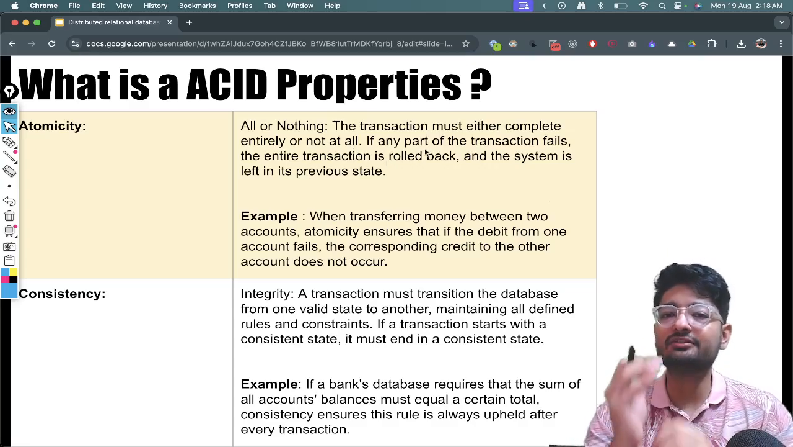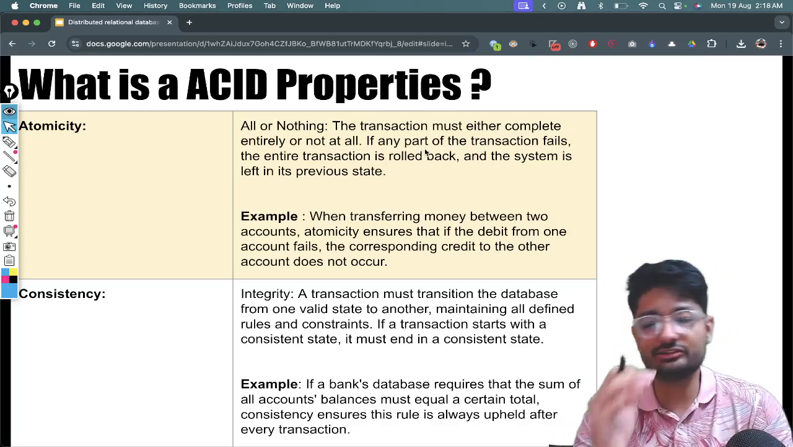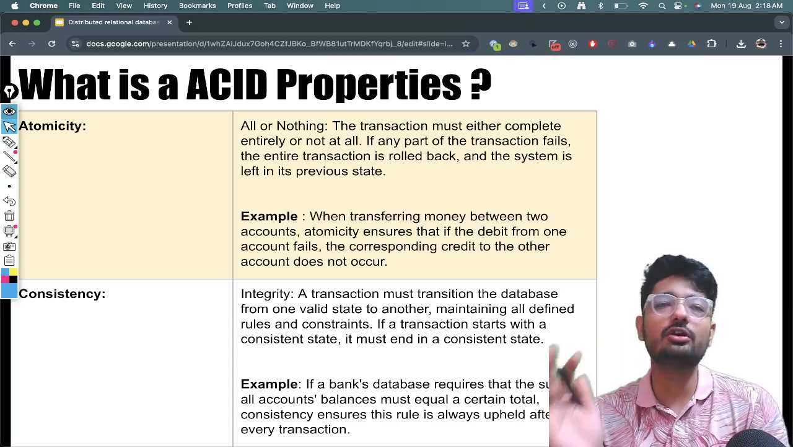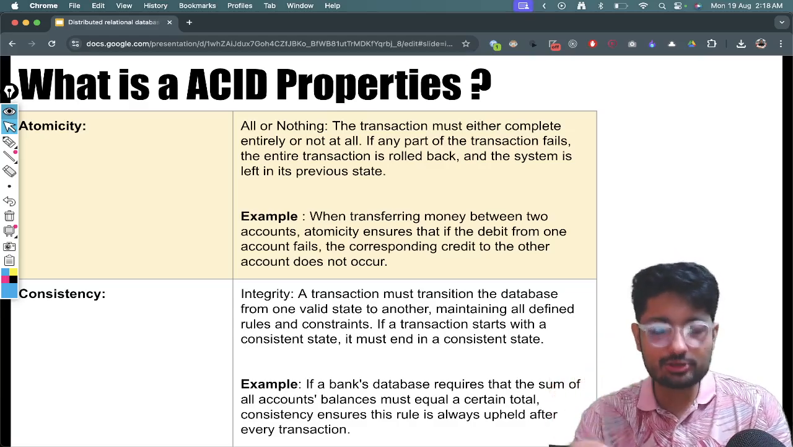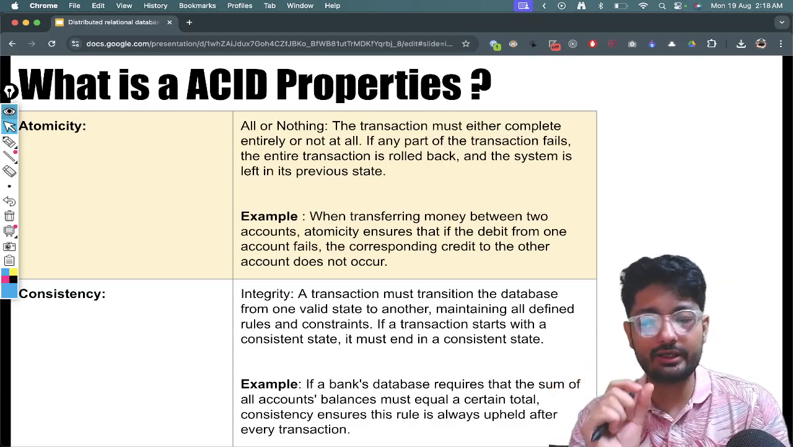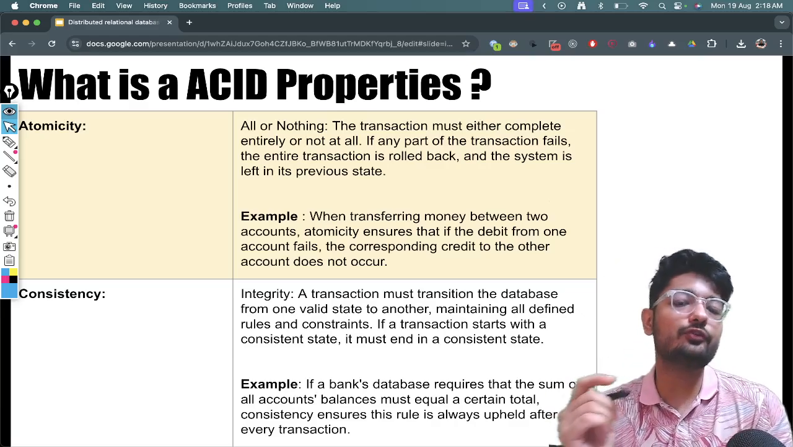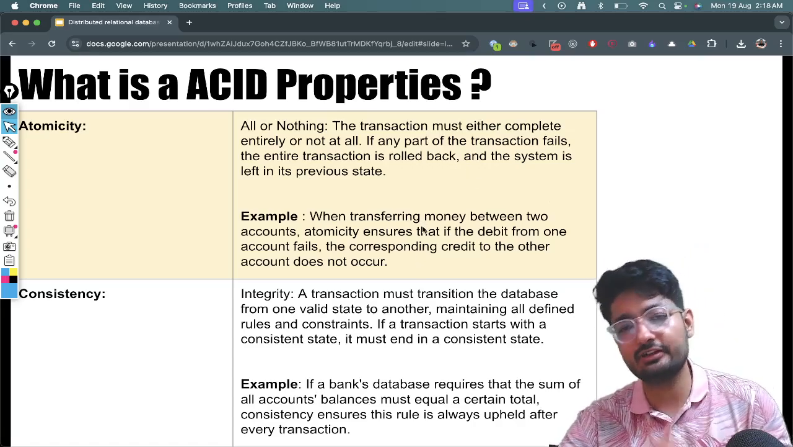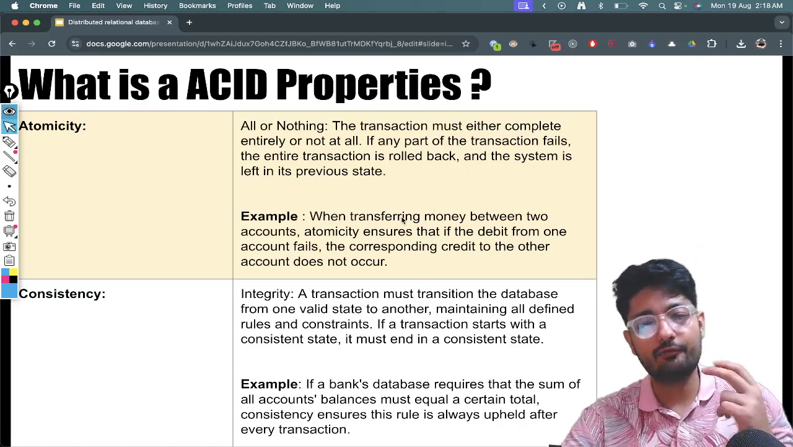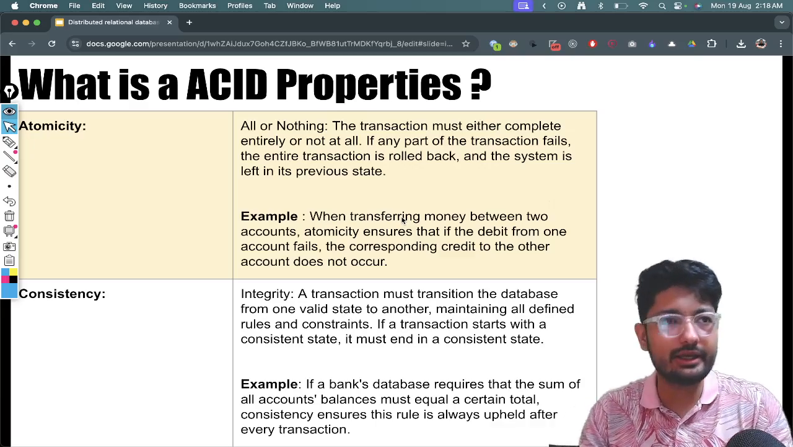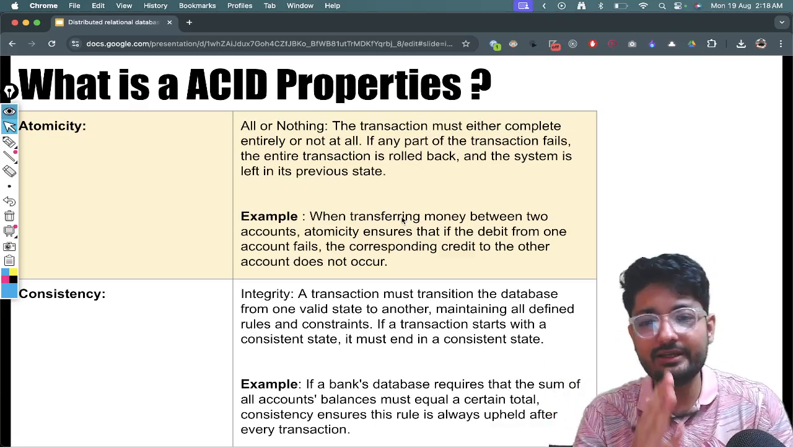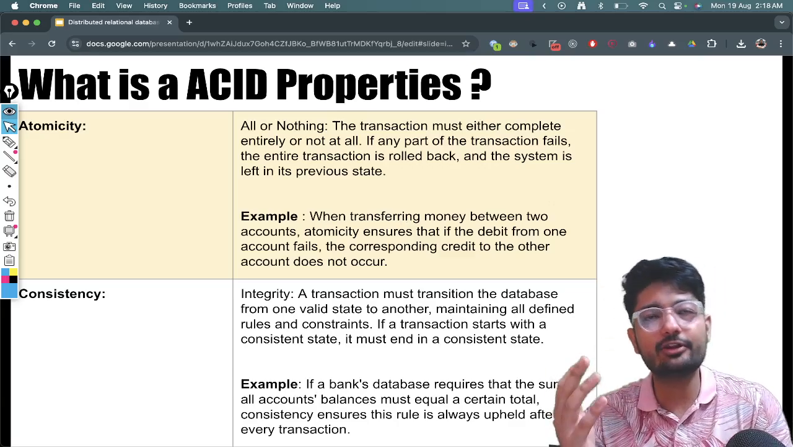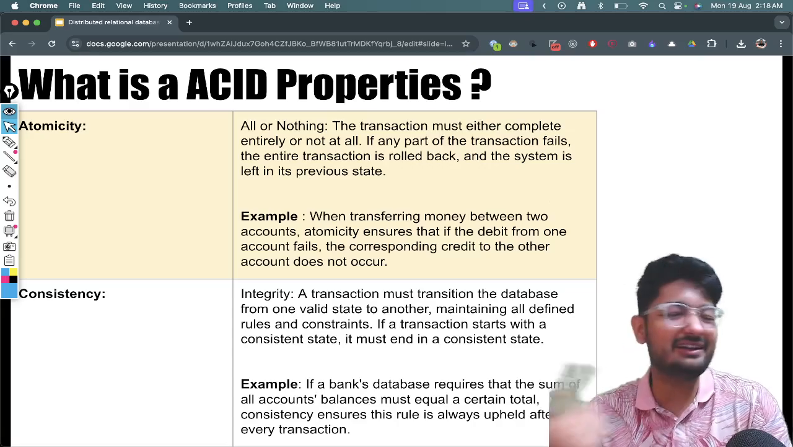If any part of the transaction fails, the entire transaction has to be rolled back and the system is left in the previous state. So, as you have told, SQL databases which follow transactions have to follow ACID properties: it should be atomic, it should roll back if the transaction fails. As you can see, when you're transferring money from account B to account A, or A to B, the transaction should either be completed or not at all. It cannot happen that A is deducted the money and B doesn't get it.